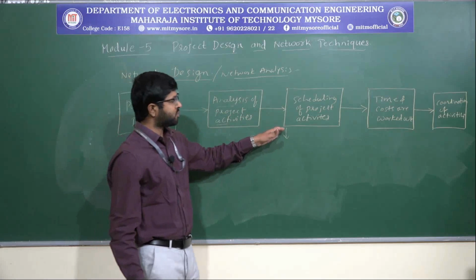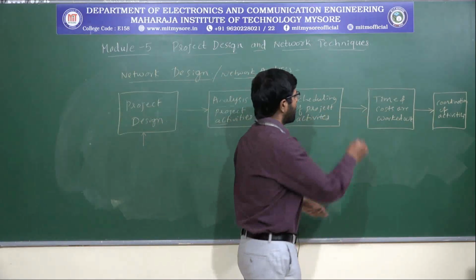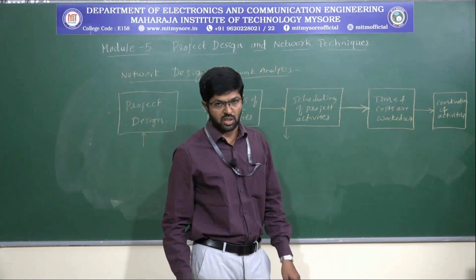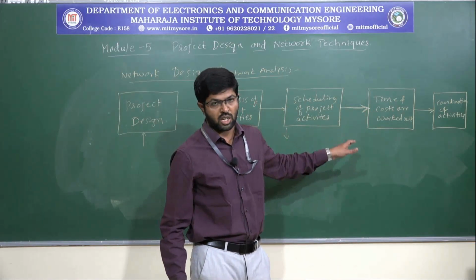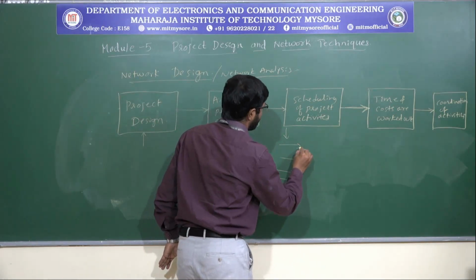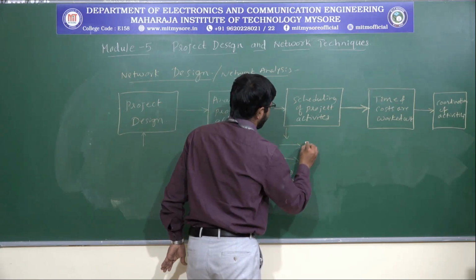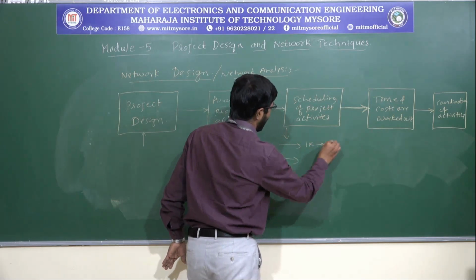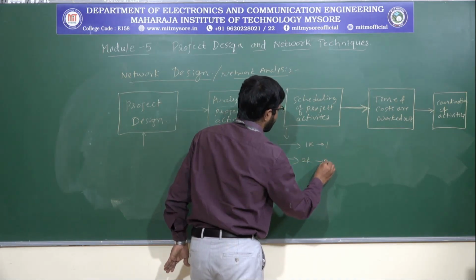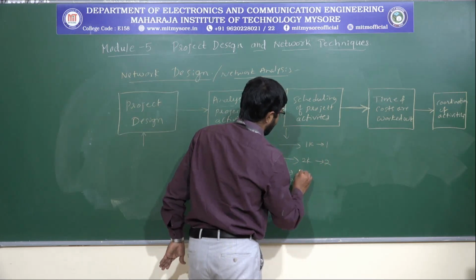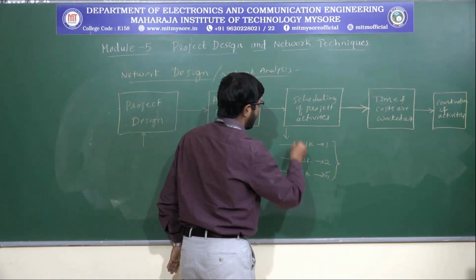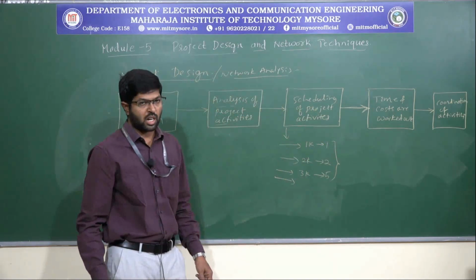Once the scheduling is done, it also indicates that there is a need for time and cost estimation. So we sequentially represent activities and we say that it requires, say, 1k bucks and time required is 1 day. Some other activity 2k bucks and required time is 2 days. Some other activity 3k and requires 5 days. So these estimations will be done after scheduling of the project activities.